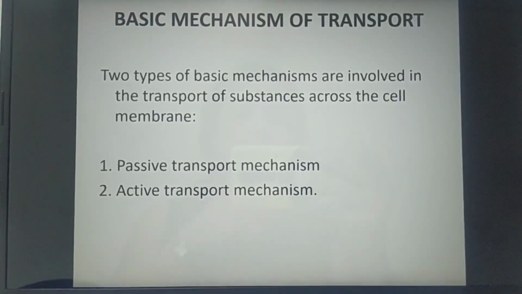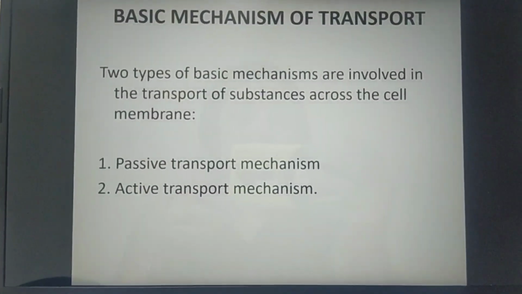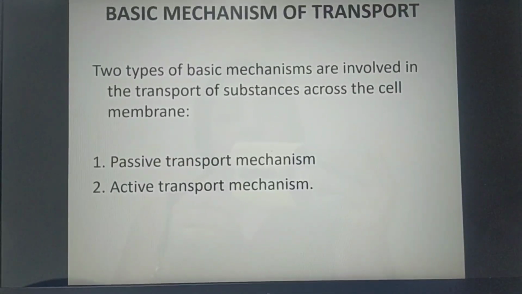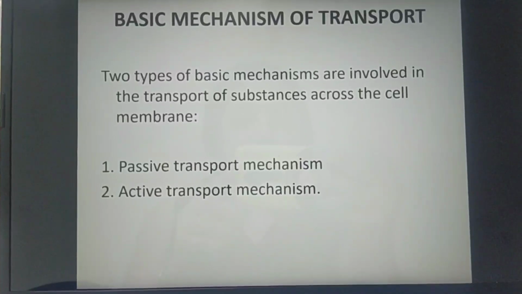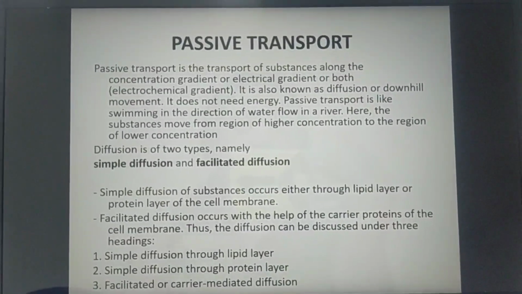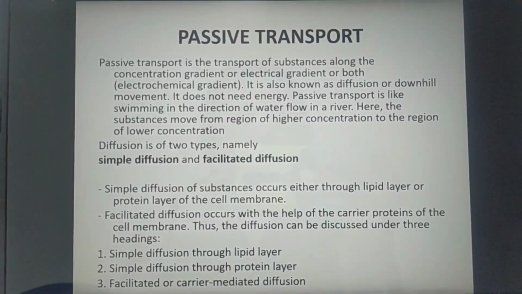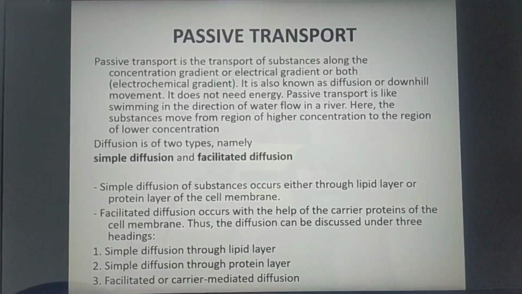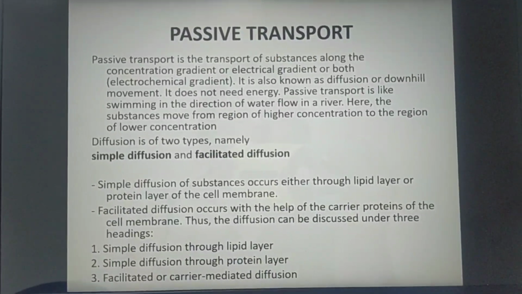There are two types of basic mechanisms involved in the transport of substances across the cell membrane. First is the passive transport mechanism and the second is the active transport mechanism. First we'll talk about passive transport. Passive transport is the transport of substances along the concentration gradient or electrical gradient or both.